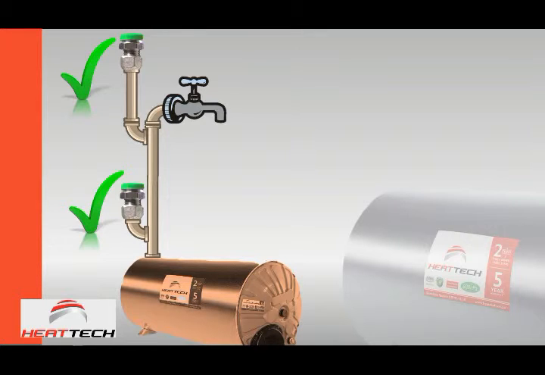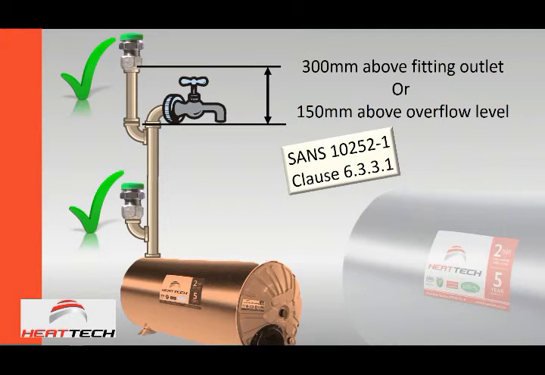Good. But this is exactly that. I don't have fancy images to explain that, but the reality is, and again, don't pay too much attention to the actual plumbing layout. It's explaining the principle. The standard, again, look at SANS 10252 Part 1, Clause 6.3.3.1. That's the reference, the rule that says there must always be a vacuum breaker at least 300 millimeters above the fitting outlet or 150 millimeters above the overflow level.